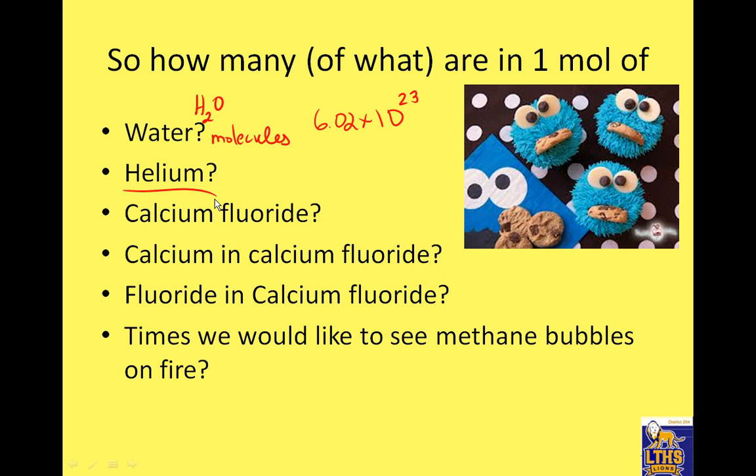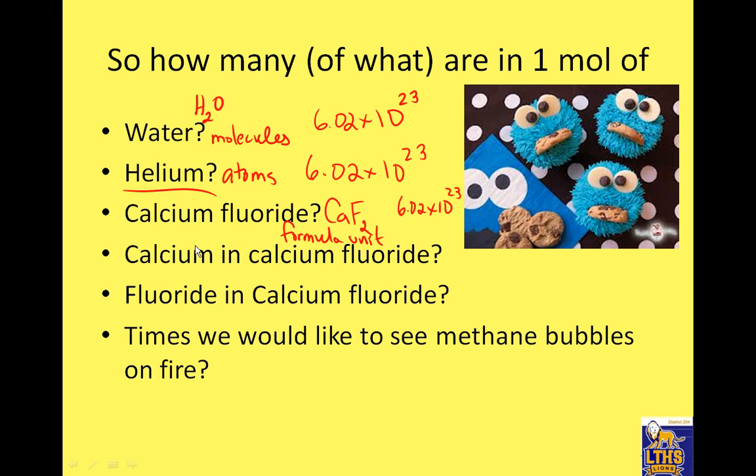Helium. What represents helium? Helium is represented by atoms. And so how many atoms are in a mole of helium? 6.02 times 10 to the 23rd. It's a lot of atoms. Calcium fluoride, CaF2. That is the chemical formula of calcium fluoride. And since it's ionic, it's called a formula unit. And so how many formula units are in 1 mole of calcium fluoride? If you said 6.02 times 10 to the 23rd formula units, you'd be right.